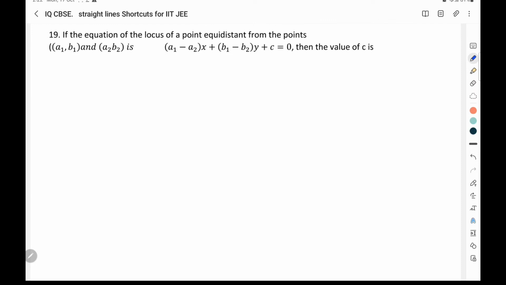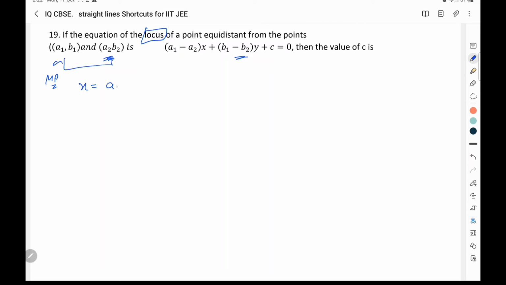Here, this one is the locus model. Okay, very nice. So if we have to find the equation of the locus from these points, I got the locus as this one. For this one, just find the midpoint of these 2 points.